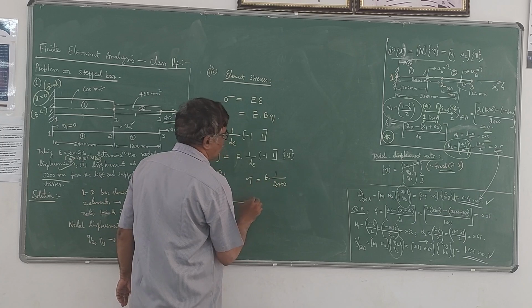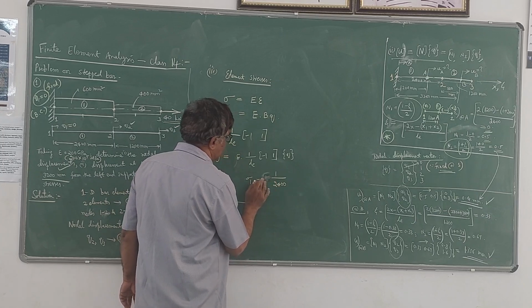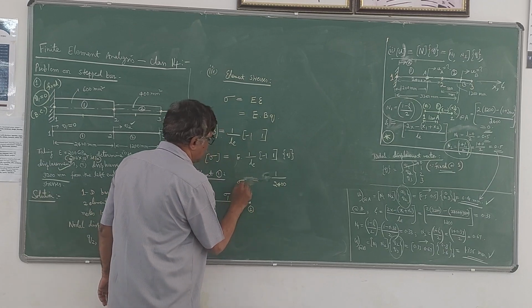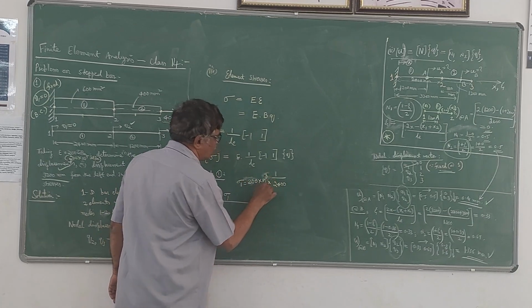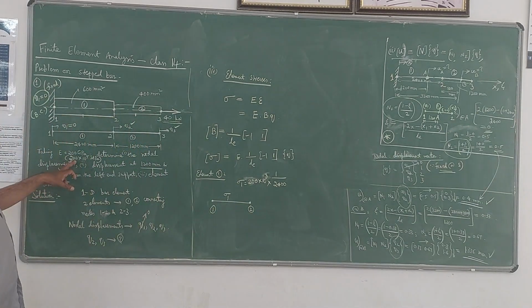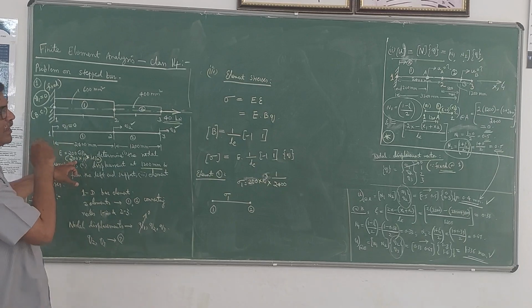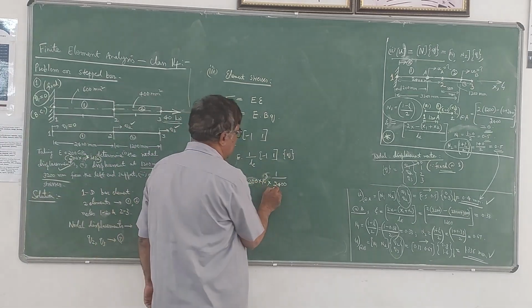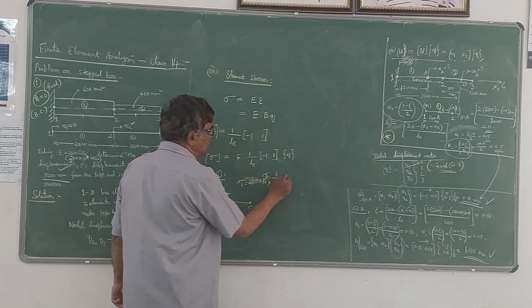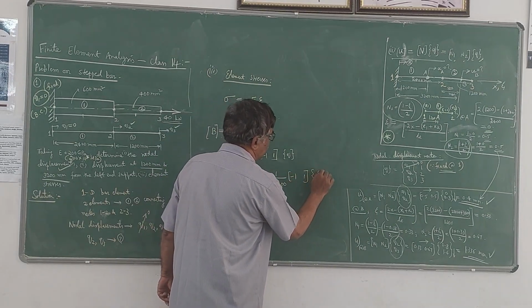So 2400 mm. And E also you can substitute. The E value is 200 into 10 power 3. It is given here, 200 into 10 power 3 is the E value. Then into 1 divided by 2400 into minus 1 1 into Q, we have to take Q1 Q2.